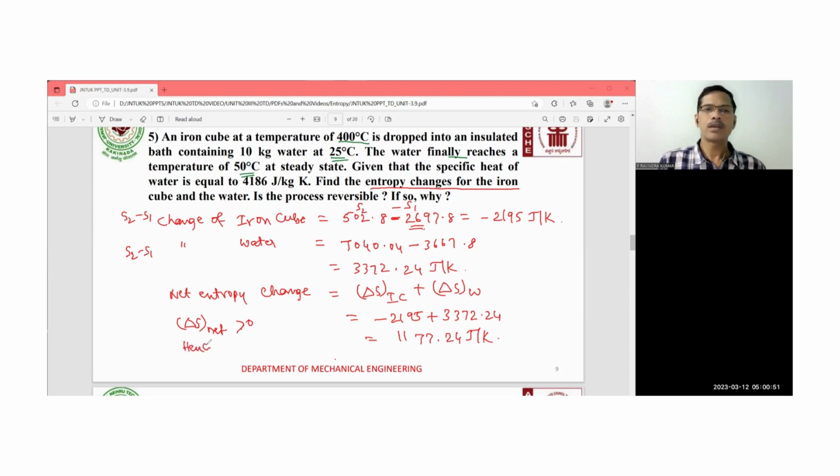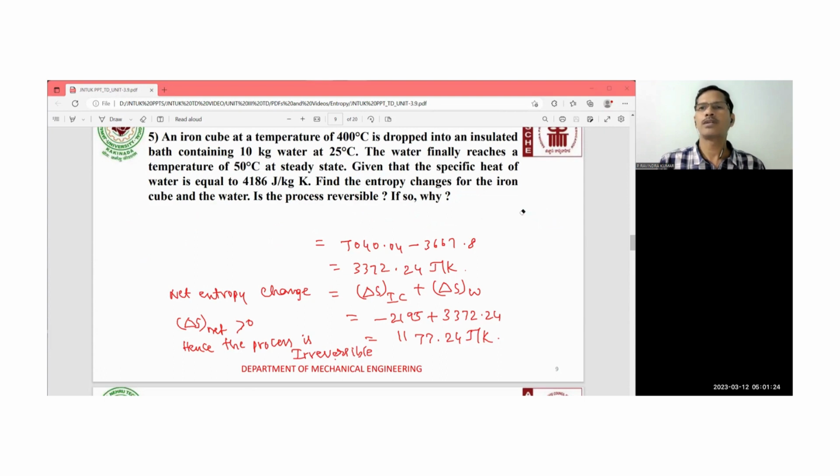Hence the process is irreversible, because it is greater than 0. So this is how you need to solve the problem. Because at the end, is the process reversible? If so, why? Then what happens? All these things you have to give the answer.